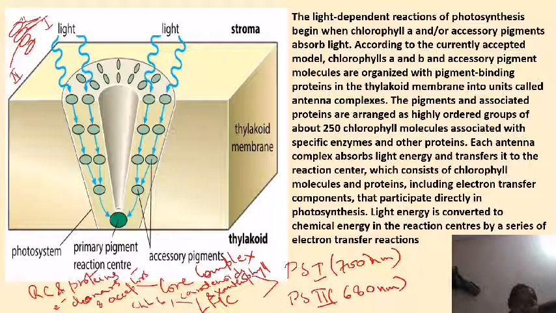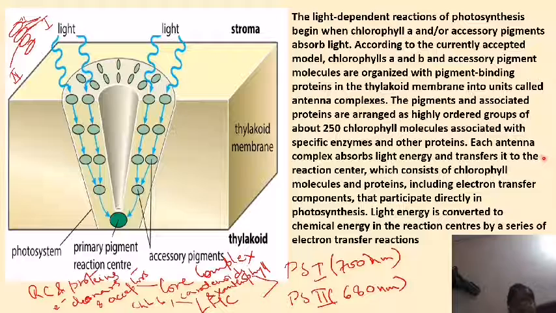Now in this diagram you can see that when light is falling, these accessory pigments, which make up your light harvesting complex, are transferring energy to your reaction center. This is your reaction center. So they are absorbing light and transferring it to the reaction center. And when the reaction center gets the energy, what will happen further, we can see here.